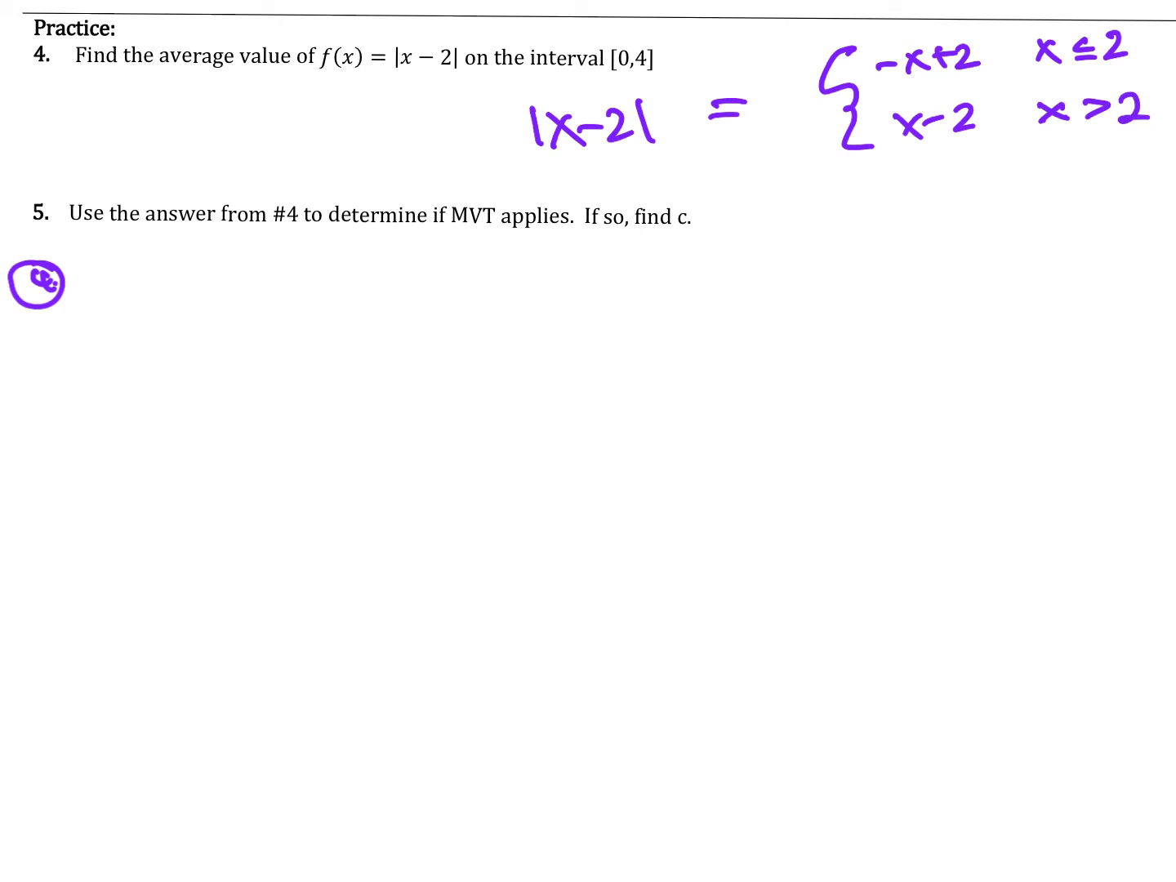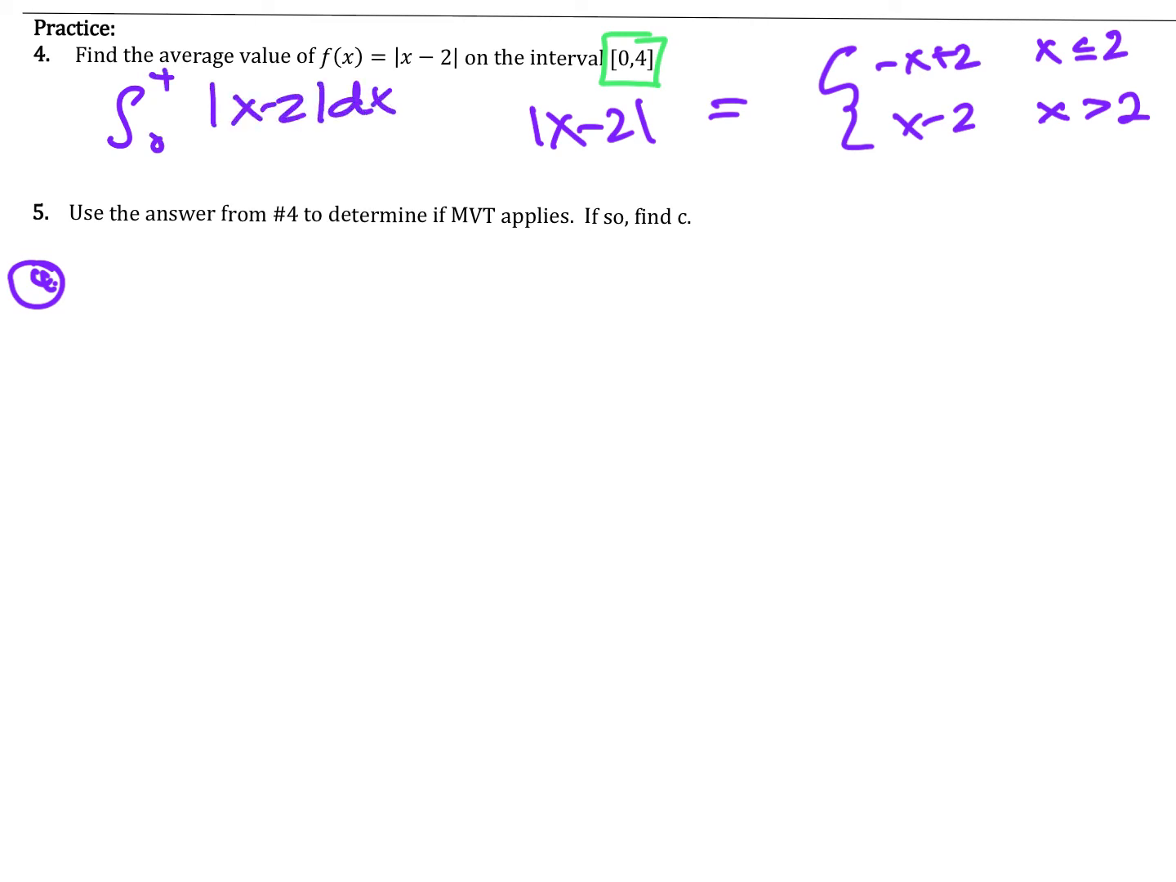We are looking on the interval from 0 to 4. So if we're looking from 0 to 4, we need to consider both pieces and split our integral into 2 integrals. So this is tying back something that we covered in 4.4, part 1, the idea of splitting an integral for absolute value. So I'm going to rewrite this integral as 2 integrals. So we're really thinking about the integral from 0 to 4 of the absolute value of x minus 2 dx.